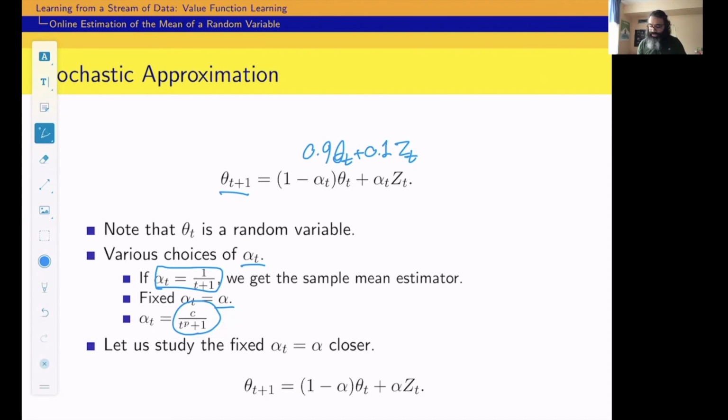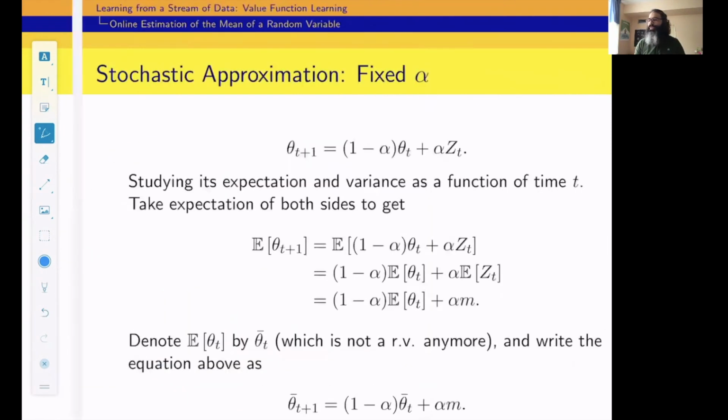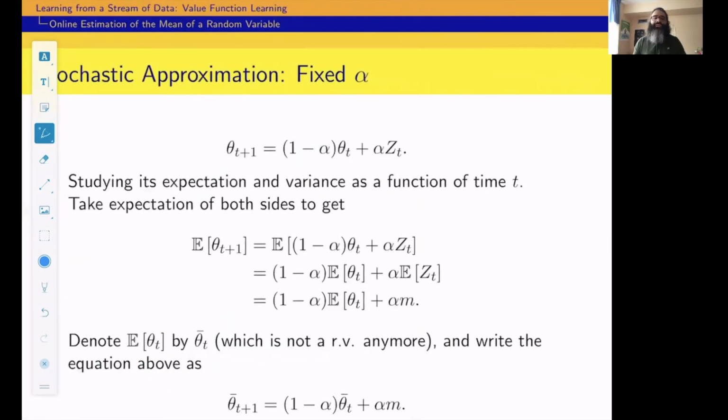Let's study the case where alpha_t is constant. The update rule would be theta_{t+1} equals (1 minus alpha) theta_t plus alpha times z_t. We can study its expectation and variance to get an idea of how it behaves at the population level. If we compute the expectation of both sides, the expectation of theta_{t+1} would be equal to the expectation of the right-hand side.